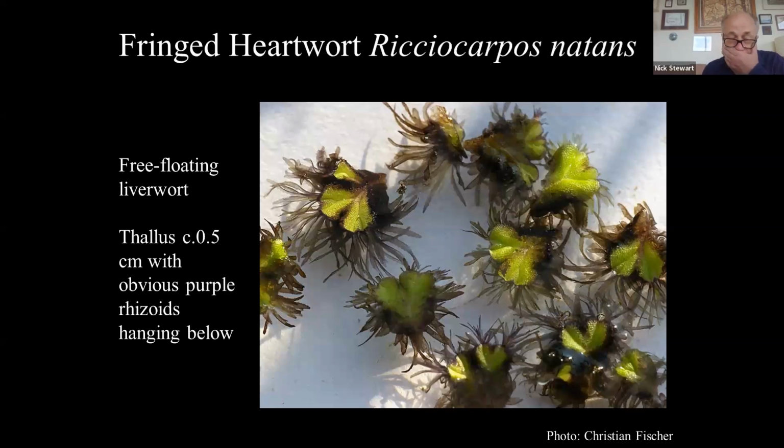which dangle down into the water underneath the little frond. It's not a common plant, but it's often in quite large quantity where you find it.